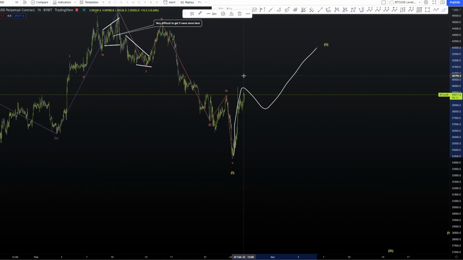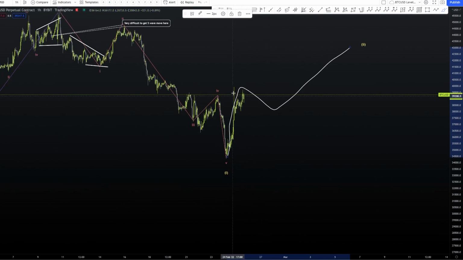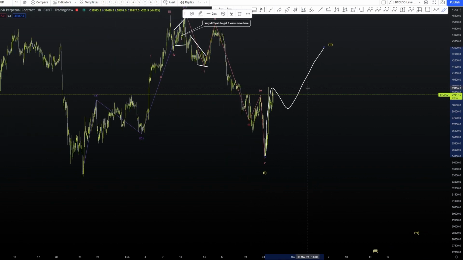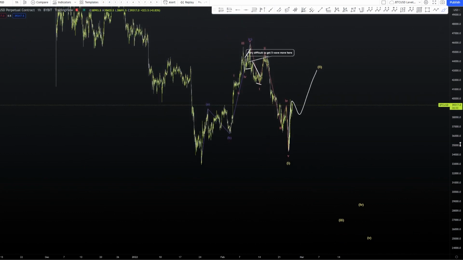So a zigzag would be a 5, 3, 5. So once we complete this impulse here, we could expect a 3-wave move back and then a 5-wave move up to complete the ABC. So that's what we're looking at for this count for the ABC.